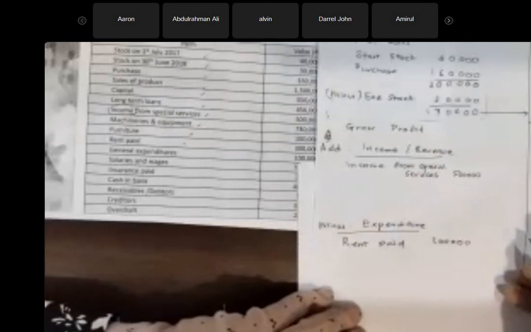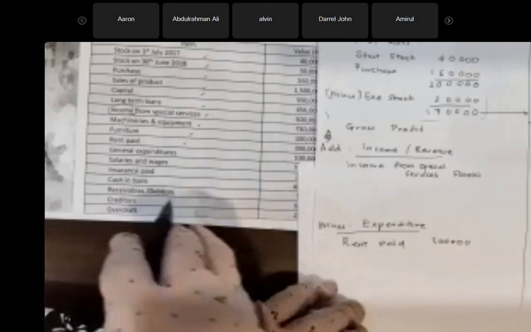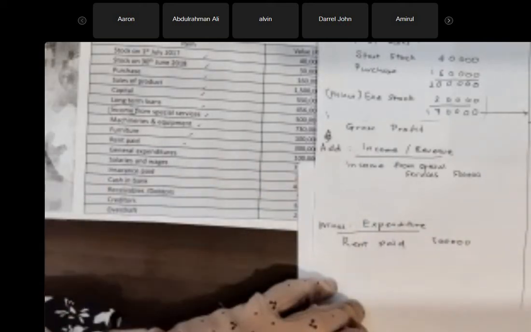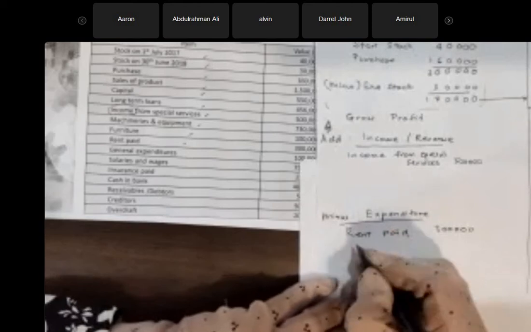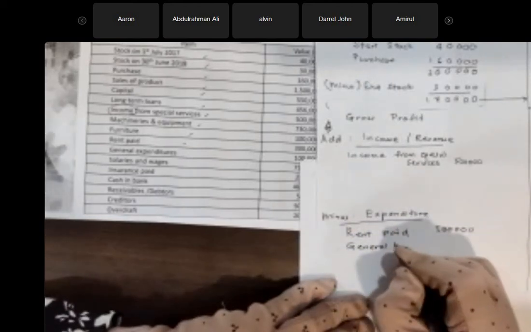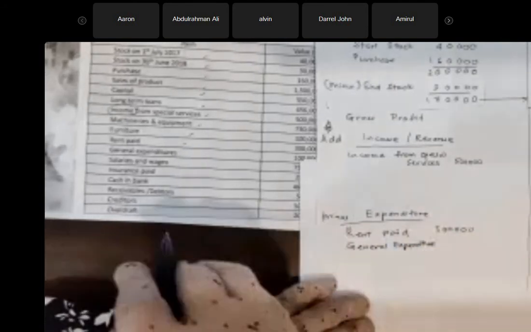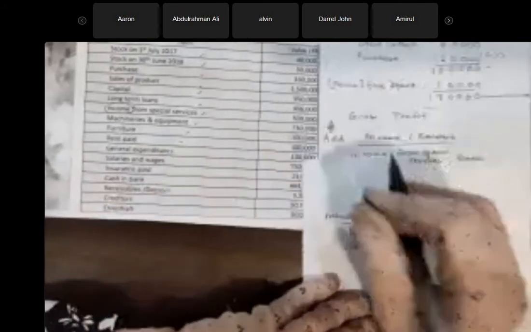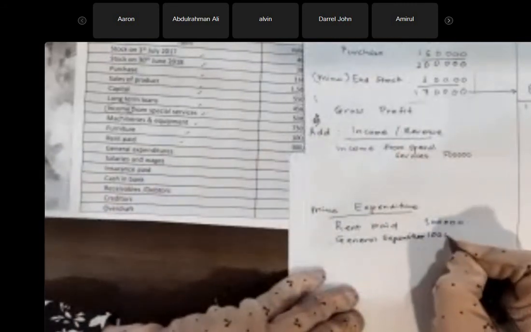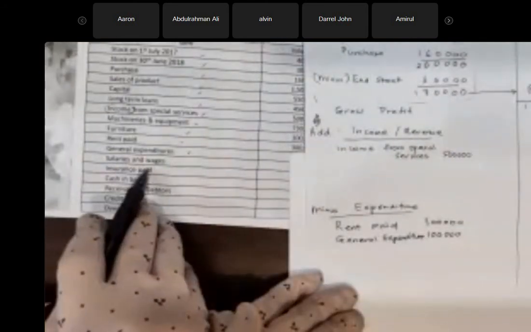The name is already expenditure. So where should we put the general expenditure? Also in the expenditure. The name already tells you, general expenditure. 100. Okay, general. Okay, done. Salaries and wages.